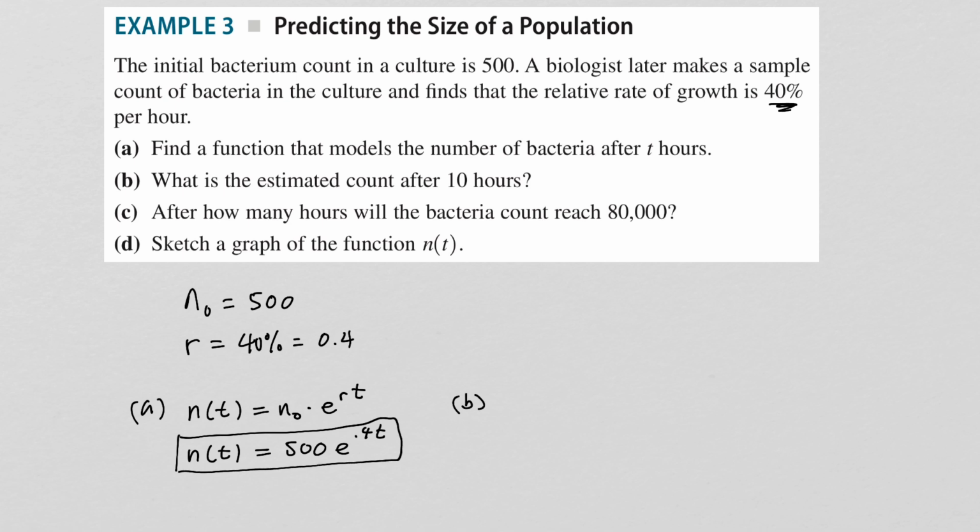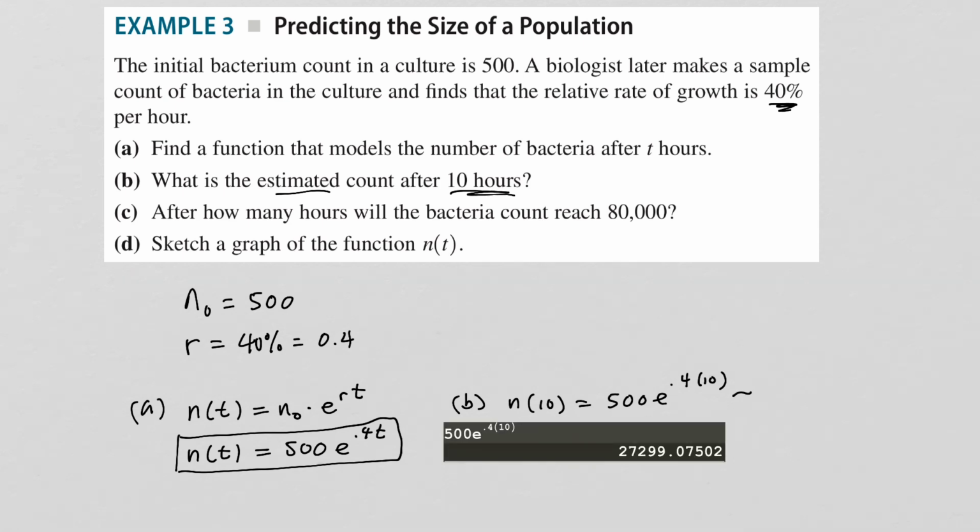For part B, what is the estimated count after 10 hours? So what is the number of bacteria when t equals 10? This will be 500 times e to the 0.4 times 10. And we'll just go ahead and plug that into a calculator. And this gives us an approximate value of 27,299 bacteria. So after only 10 hours, we have a lot of bacteria.